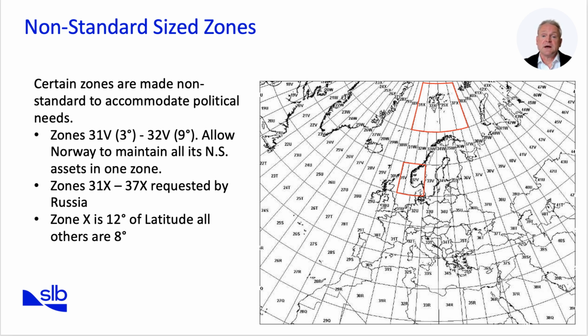These exceptions highlight an important point. Geodesy is not only a technical discipline, but also influenced by political and operational realities. For oil and gas professionals, the implication is clear. You must always confirm whether your project area lies within a standard or non-standard UTM zone. Assuming uniformity could result in positional errors when working across international boundaries. This is another reminder that geodetic accuracy requires not just technical knowledge, but also awareness of geopolitical contexts.